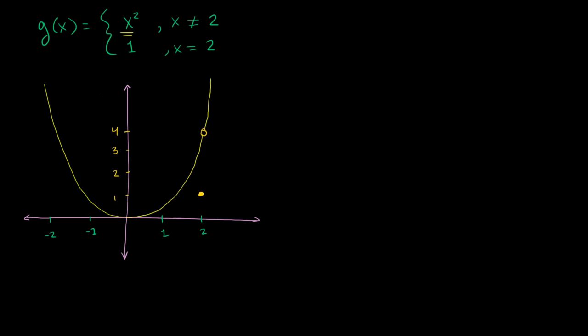So my question to you, there's a couple of things. If I were to just evaluate the function g of 2, well, you look at this definition. When x equals 2, I use this situation right over here, and it tells me it's going to be equal to 1. But let me ask a more interesting question. What is the limit as x approaches 2 of g of x?